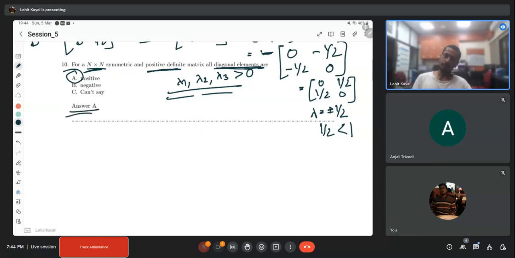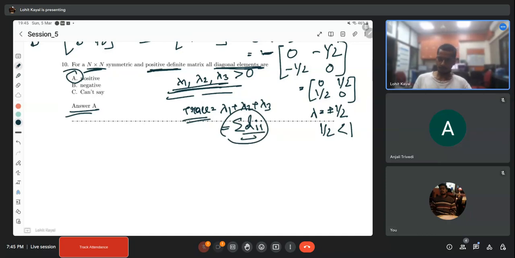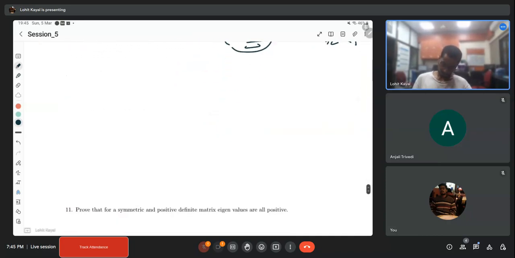Also, you can consider the problem from the eigenvalue point of view. You can define the trace of a matrix: lambda 1 plus lambda 2 plus lambda 3 equals the sum of the diagonal elements d_ii. So you can also argue from that point of view.